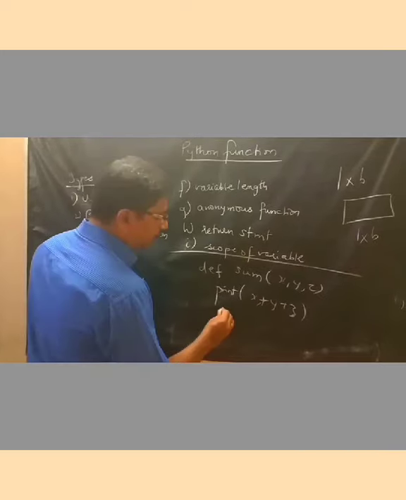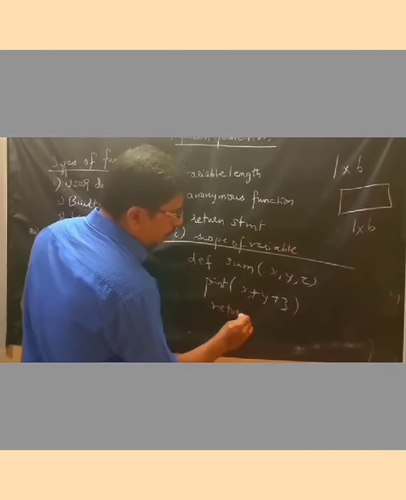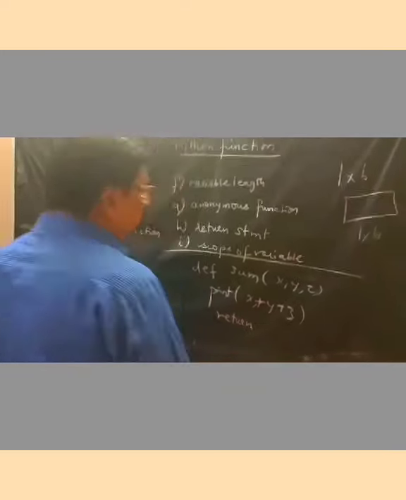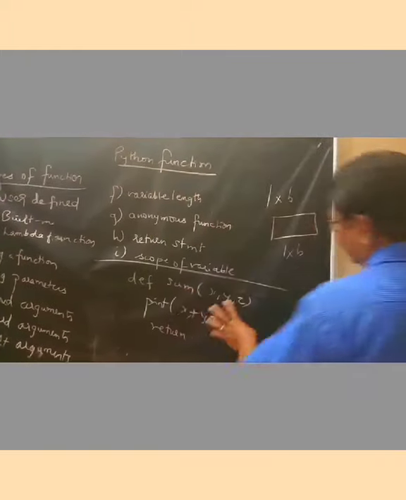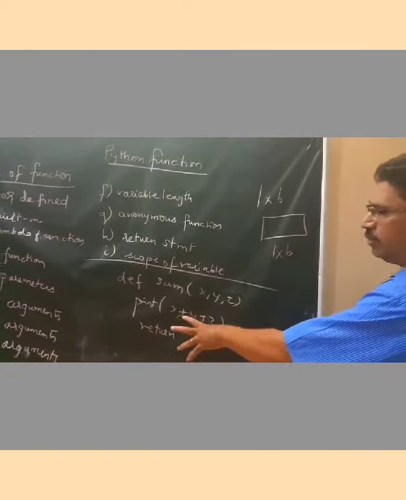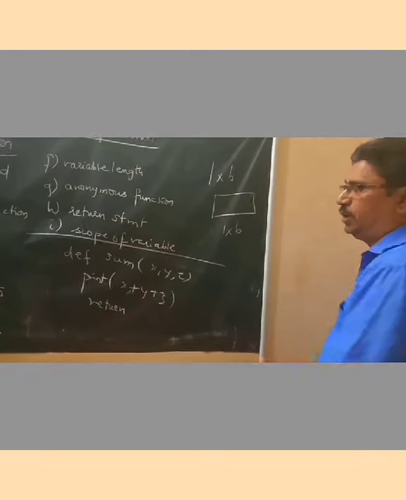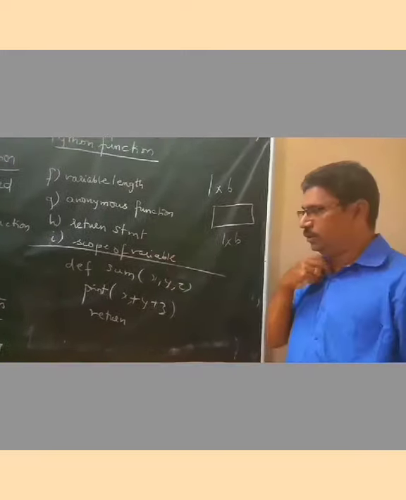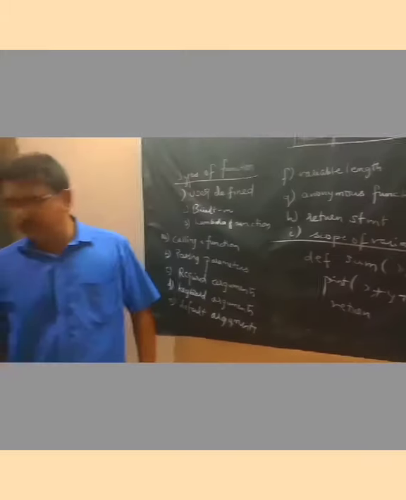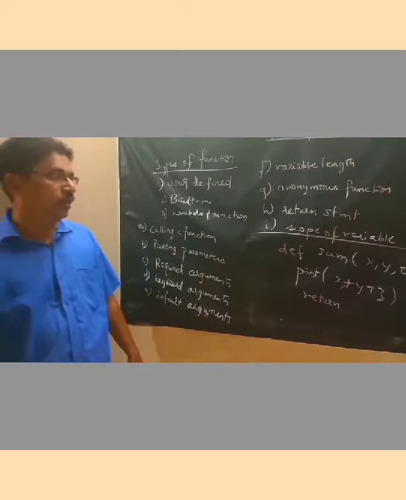Okay. Then I use one return statement. What will the return statement do? It will add all these numbers and the value will be returned. So this is the execution of this program. The value will be returned to the main function. That's all. Now, where is the value? Is there any value in this program? No.